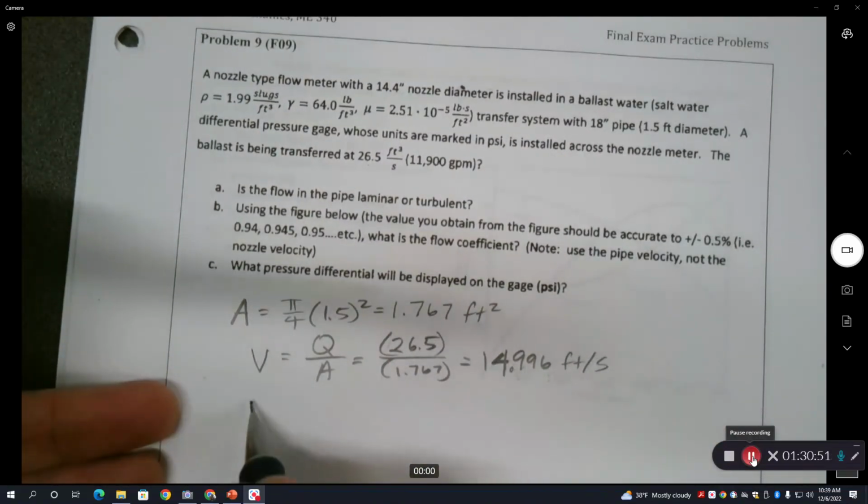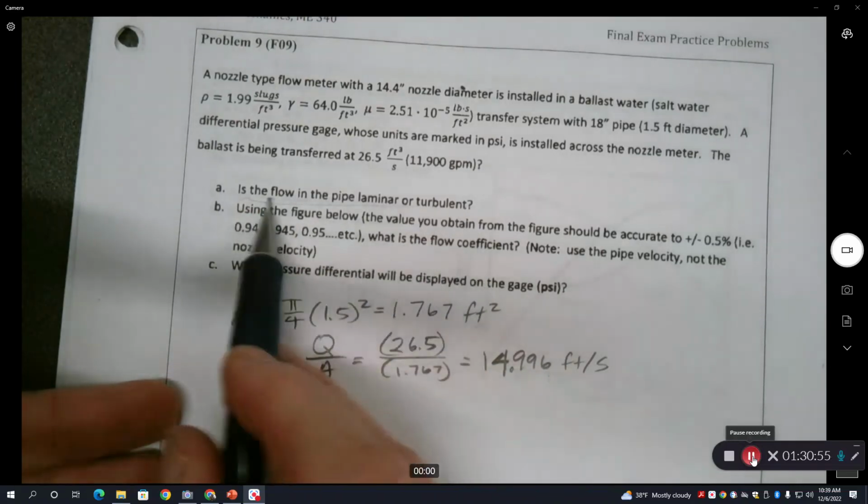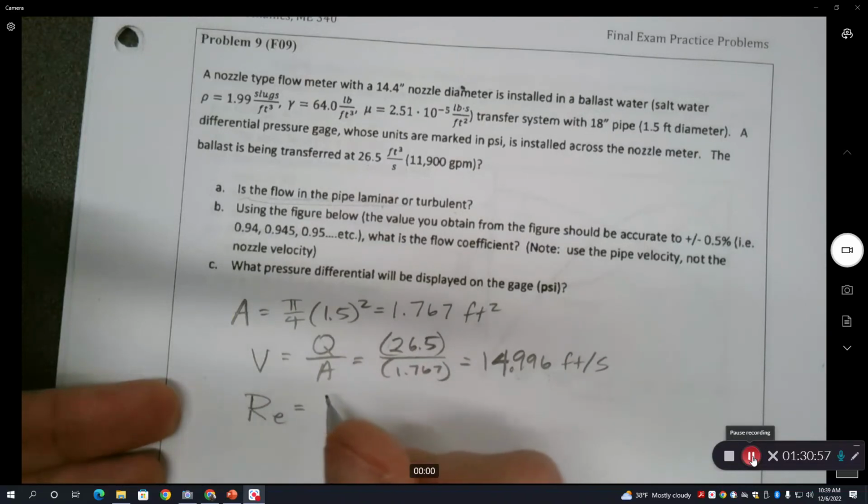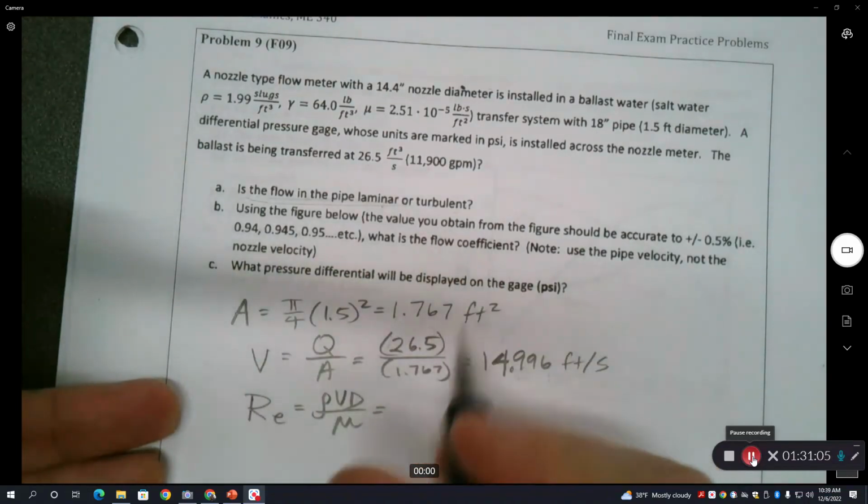And it's a good idea to get Reynolds number next, because the first part of this asks, is it laminar or turbulent? So that's going to be rho v d over mu. And that was given to us right here.